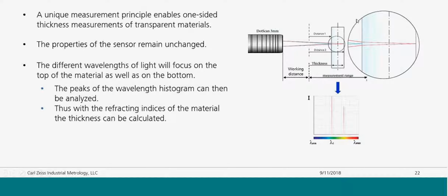With traditional sensors, you'd have to measure on this side, go around the material, and measure on the other side in order to get a thickness measurement like that. So it's a very added benefit because it speeds up your measuring process.